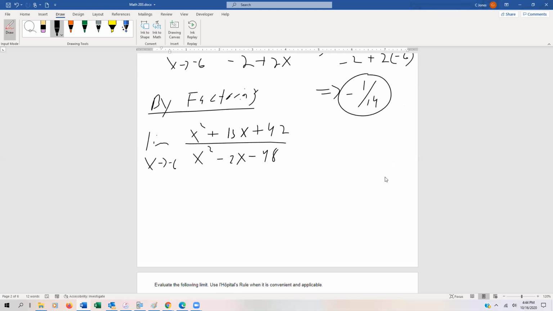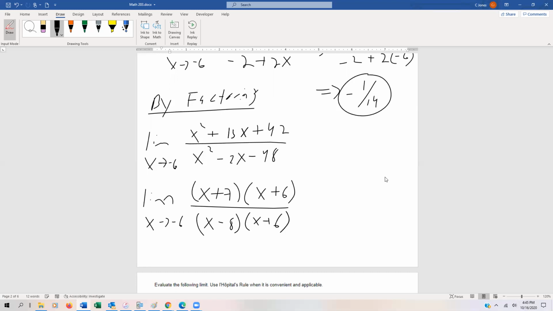And now we're going to factor the numerator and factor the denominator. So this is going to become the limit as x approaches negative 6. The numerator can factor into x plus 7 times x plus 6, which is nice. The denominator can factor into x minus 8 times x plus 6. And we remember from the very first sections that we can cancel those out. And now we can try direct substitution. So we're going to get negative 6 plus 7 divided by negative 6 minus 8. The numerator becomes 1. The denominator becomes negative 14.